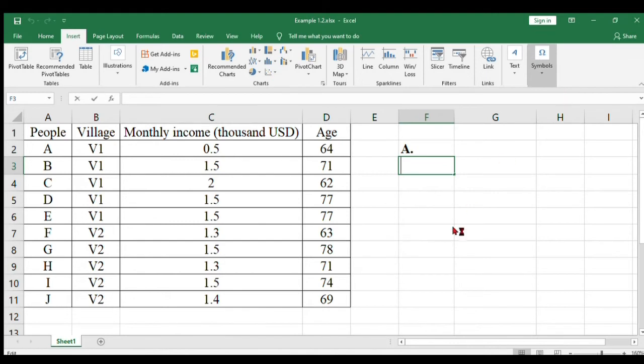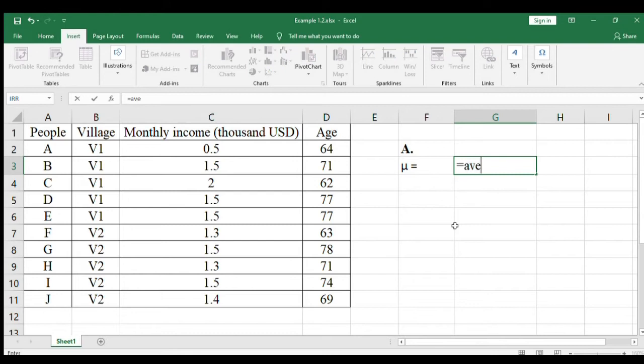So first, calculate the population mean. The symbol of the population mean is mu. So mu equals, you can use the function average in Excel to calculate the population mean, of 5 people, 1, 2, 3, 4, 5 people in village 1, and you hit enter. So the average income, or the population mean of the income, of all people living in village V1 is $1,400 per month.